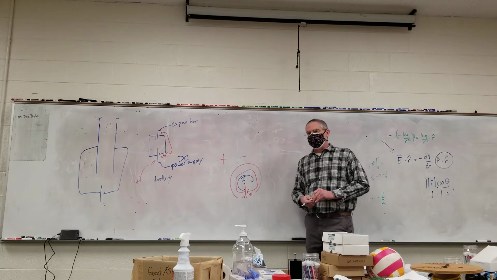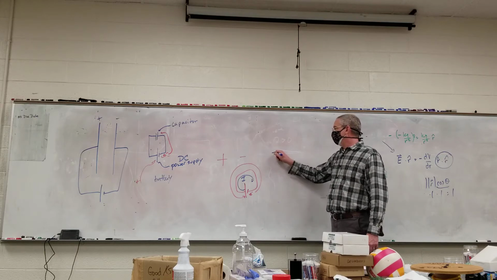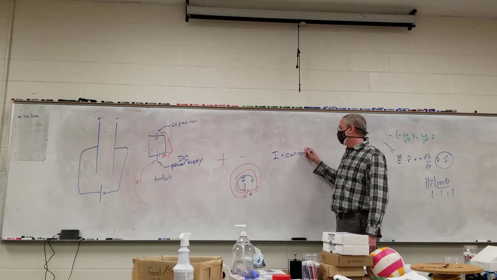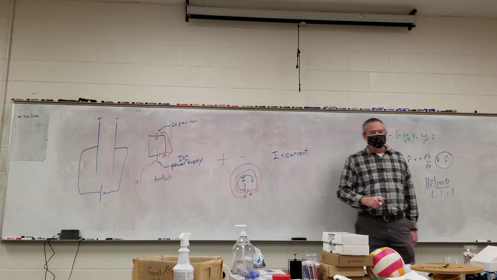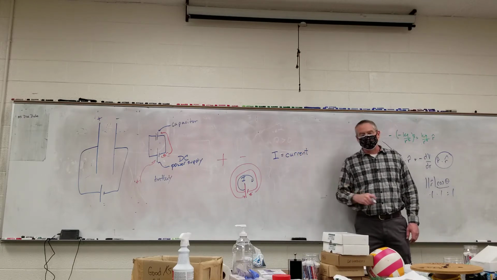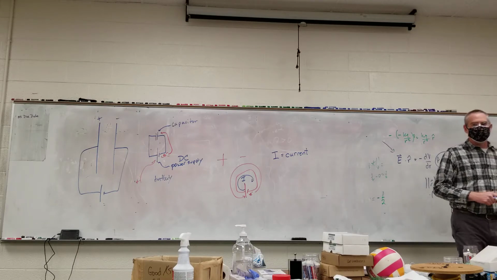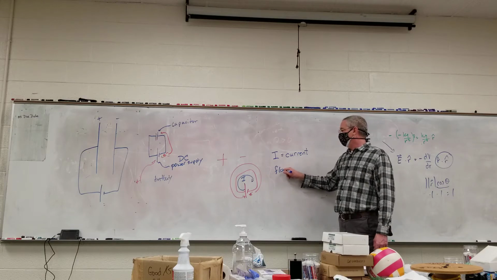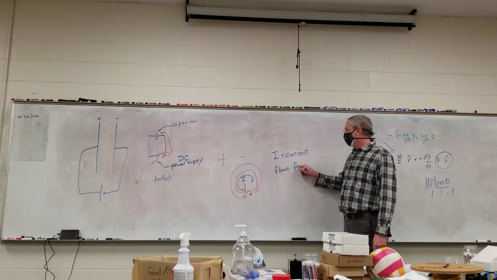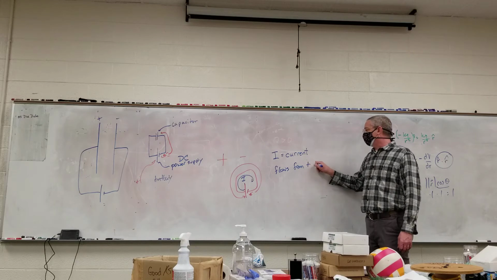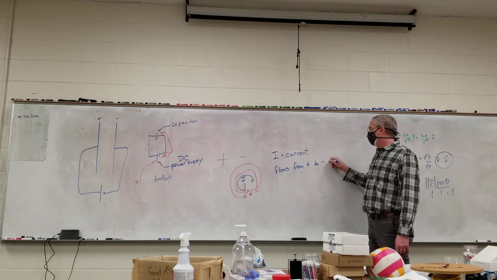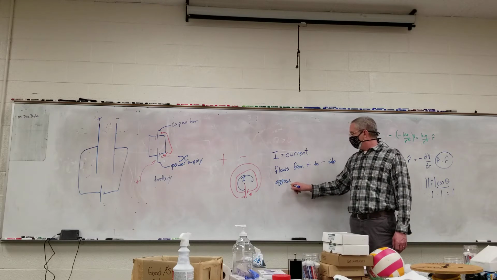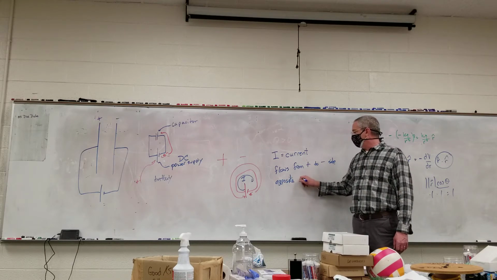But they didn't change. So current, symbolized by the capital I, I should say DC current, symbolized by the capital I. AC current would be a lowercase i. Current flows from the positive to the negative side, opposite electron flow.